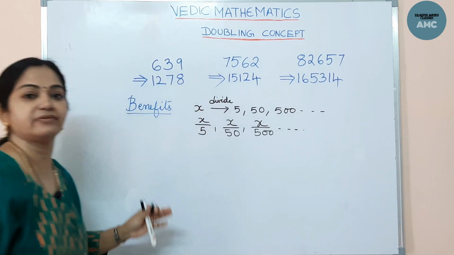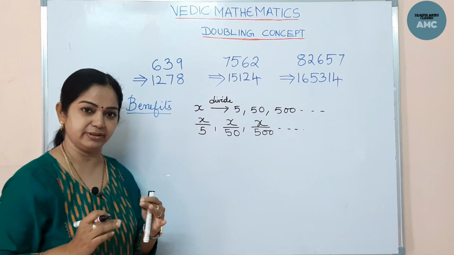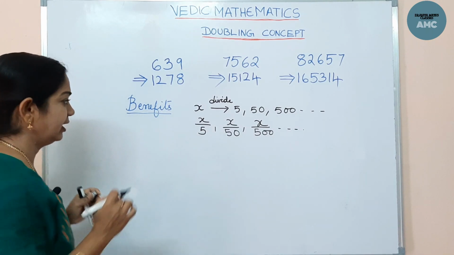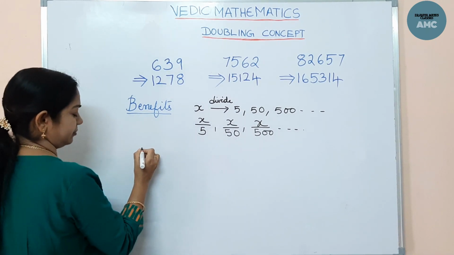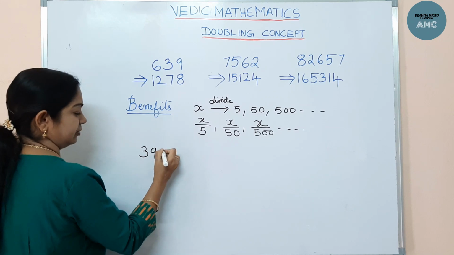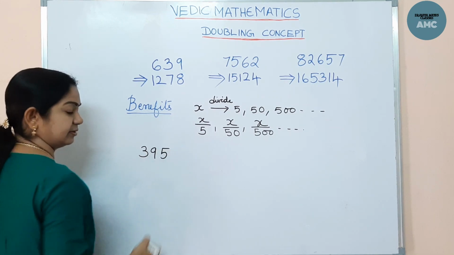So, we will start with 5. I want any number, I want to divide it by 5. Let me take 395.